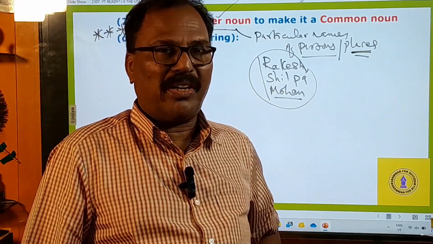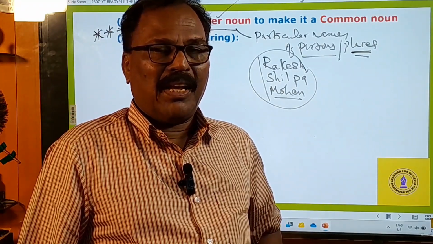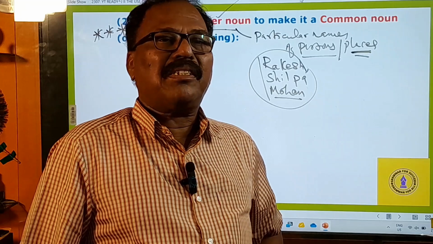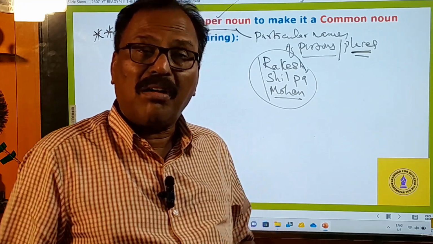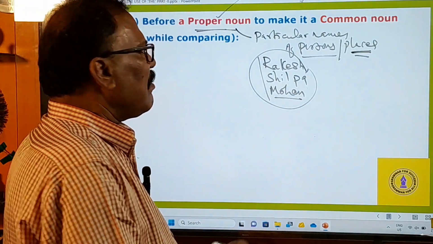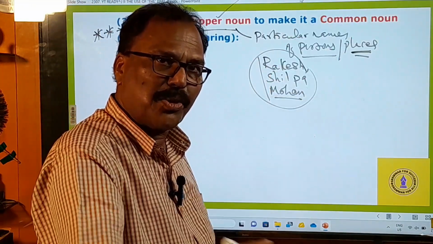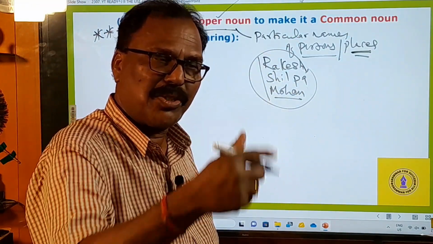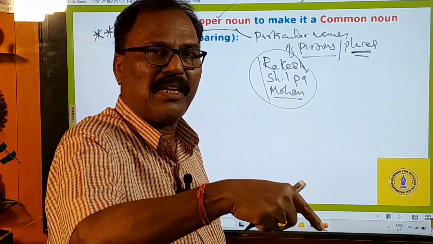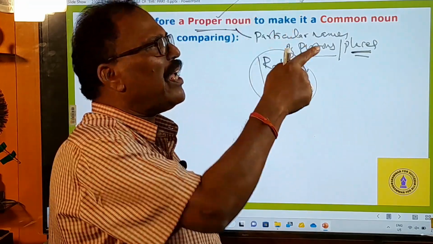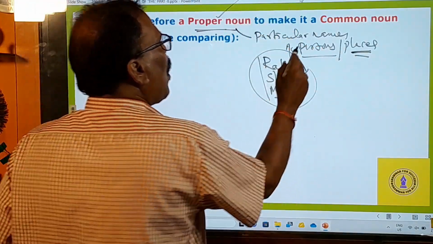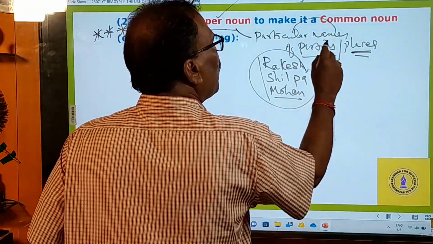No, people don't tolerate that. And going to Delhi, I cannot say this is Hyderabad, because Hyderabad has got its own name. Hyderabad is the name of this place. Delhi is the name of that place. Pune is the name of that place. So in this way, proper nouns means particular names of persons and places.